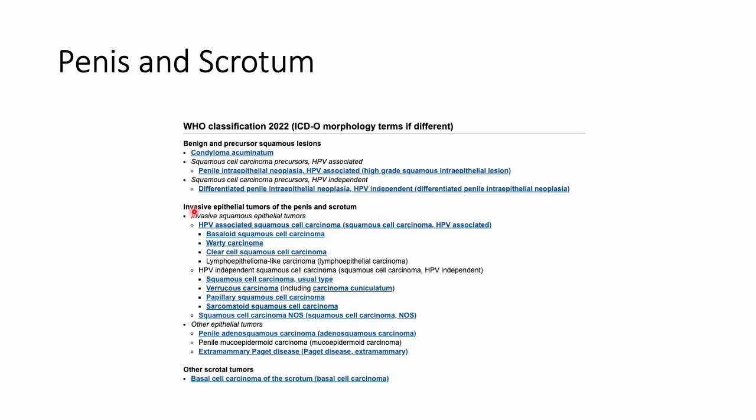Next you can see there are invasive epithelial tumors of the penis and scrotum, especially invasive squamous epithelial tumor, which is a part of SCC, squamous cell carcinoma. And other epithelial tumors, including adenosquamous carcinoma and extramammary Paget's disease. Another type of scrotal tumor which is rarely seen is basal cell carcinoma of the scrotum, because basal cell carcinoma is usually associated with UV exposure, and the scrotum, as you know, is not a place well known for being exposed to UV. But sometimes BCC can develop by itself even without UV stimulation, though this occurs in very rare conditions.